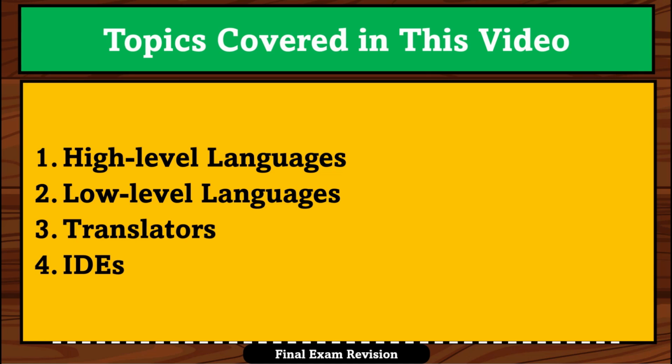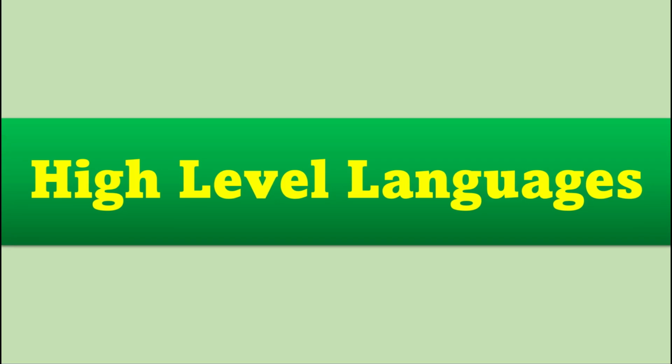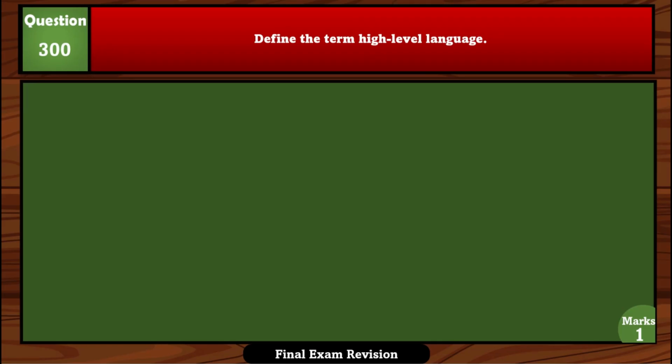In this session, we'll be reviewing past paper questions on key topics such as high-level languages, low-level languages, translators, and IDE. So let's get started. Topic 28. Types of programming languages. High-level languages. Question 300. Define the term high-level language.